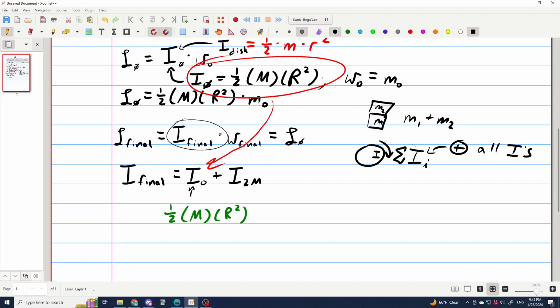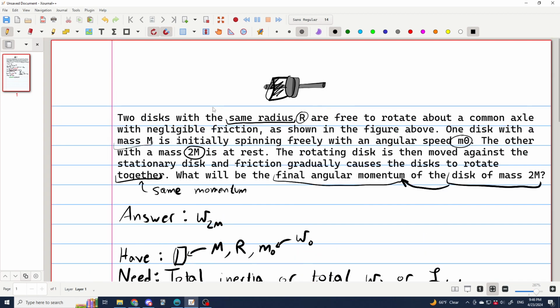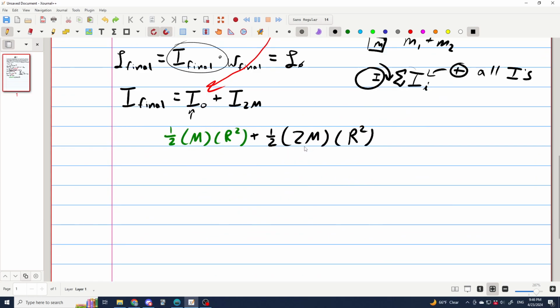As for this one, it's also a disk. So it follows the same formula, but the only thing that's different is our mass is different. And then our radius, they said it was the same. So we have r squared. Right? If we look over here, it says they have the same radius, r. Okay. And so that's going to be our final, or our total rotational inertia.